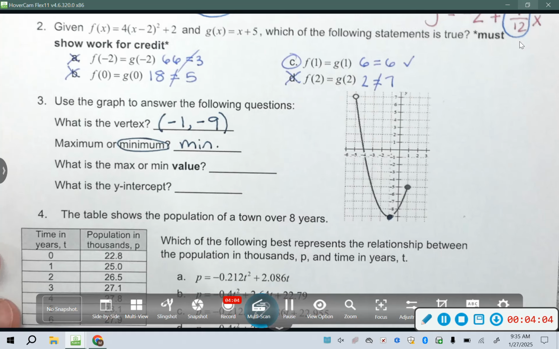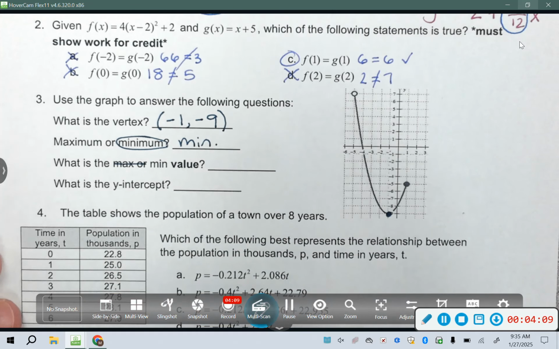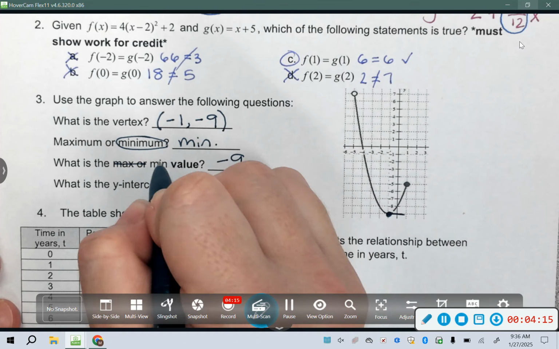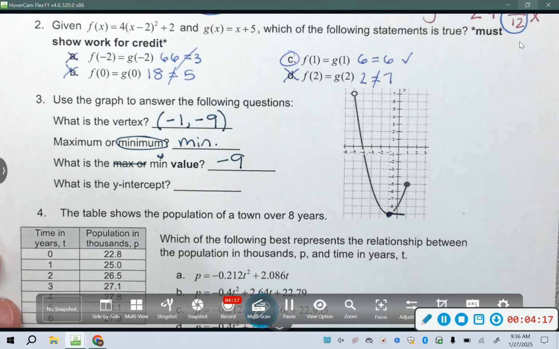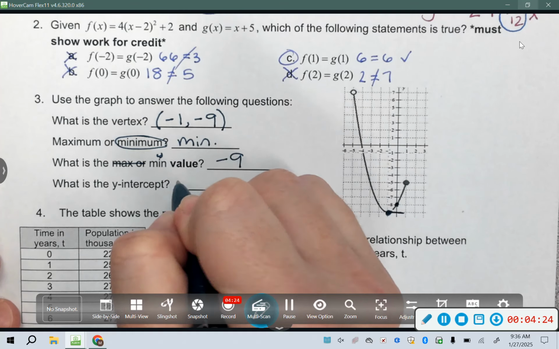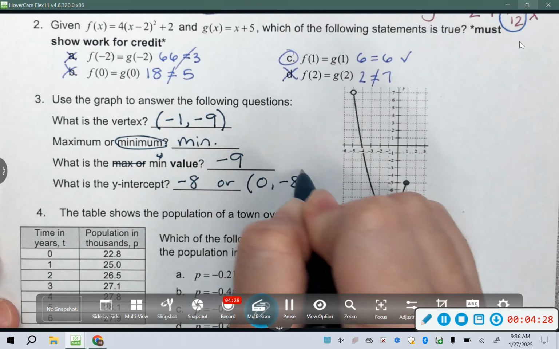And it says, what is the max or min value? So it's not a max. So what is the minimum value? Well, remember, that's your height, and it's the y of the point, so it's negative 9. Okay, what is the y-intercept? So again, here's my y-axis, and it touches right here at negative 8, or you can see it written as a point, which is 0, negative 8.